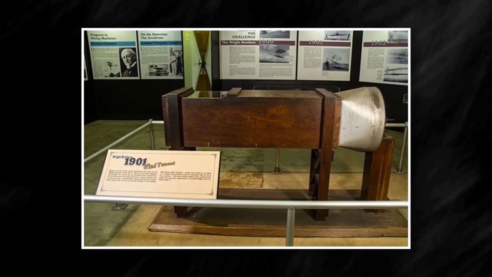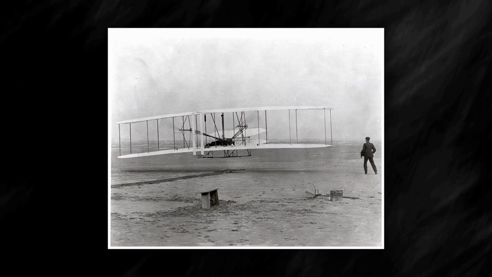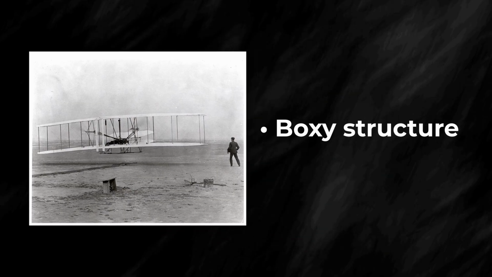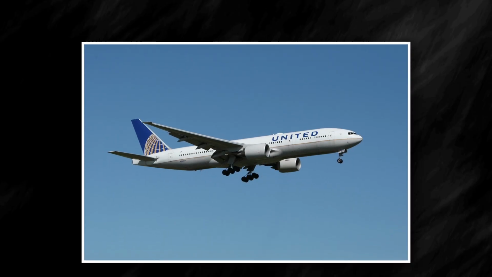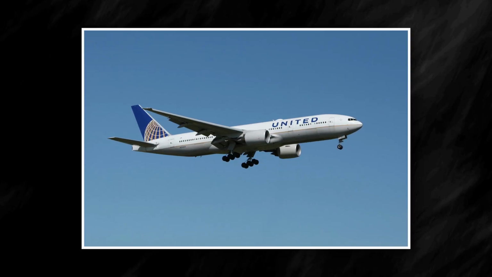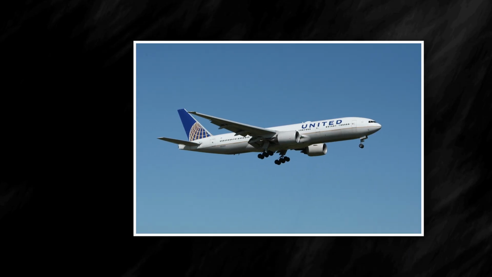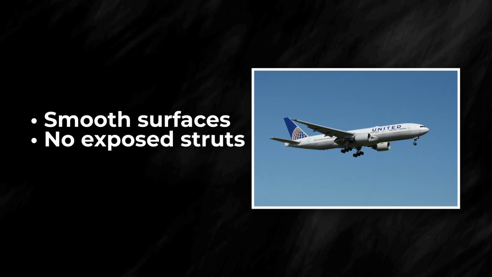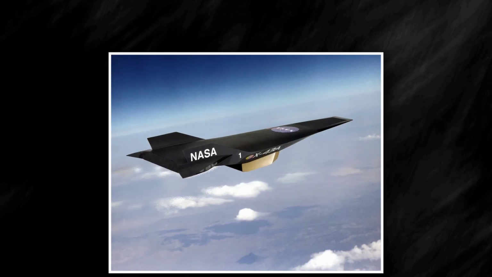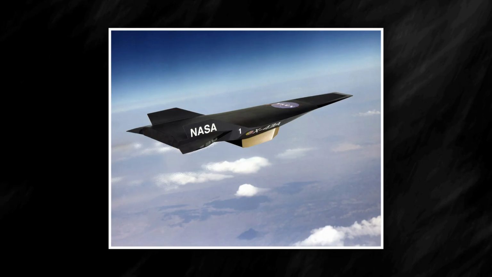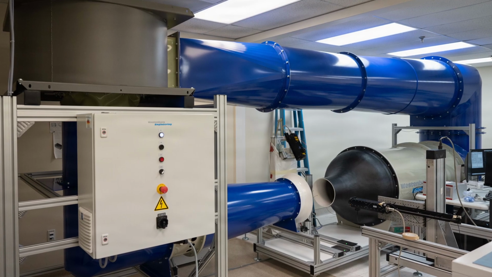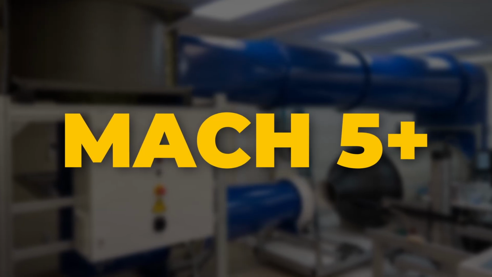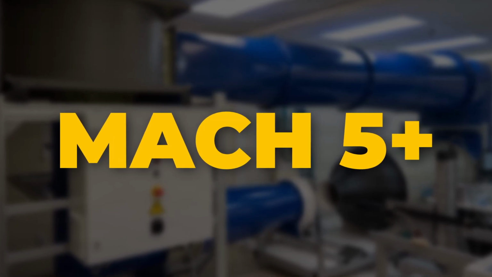Just as wind tunnels have changed over time, so have the shapes of aircraft. The Wright brothers' airplane had a boxy structure with exposed struts and wires. As time passed and more research was done, airplanes started to transform into the shape we know them as today. Unlike the Wright brothers' plane, modern airplanes have smooth surfaces, no exposed struts, and a pointed nose. Hypersonic vehicles take aerodynamic efficiency one step further. They are extremely slender and have very sharp noses and edges. Modern wind tunnels can be used to test objects going at supersonic and hypersonic speeds, allowing engineers to test all kinds of aircraft and spacecraft.